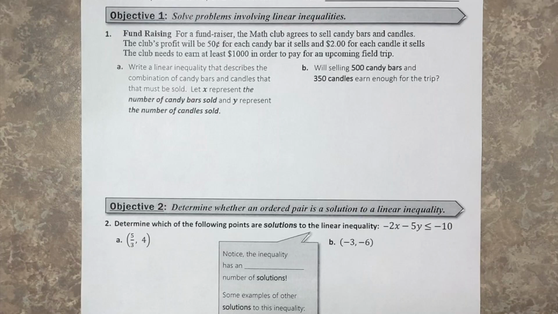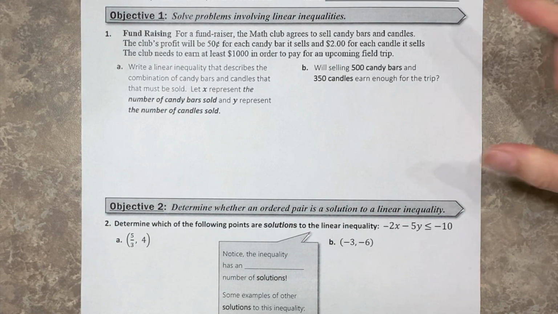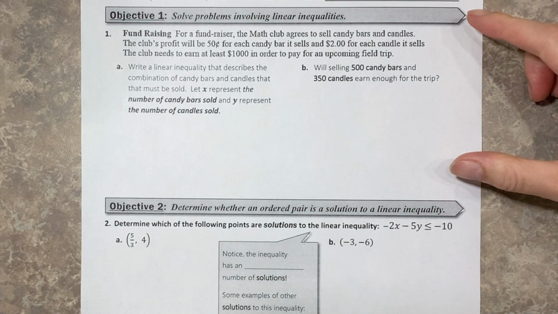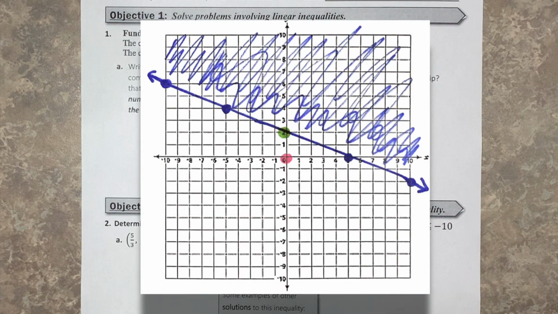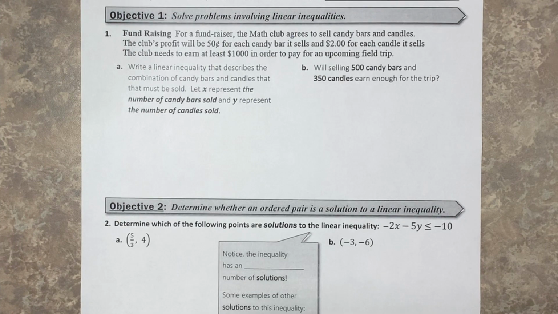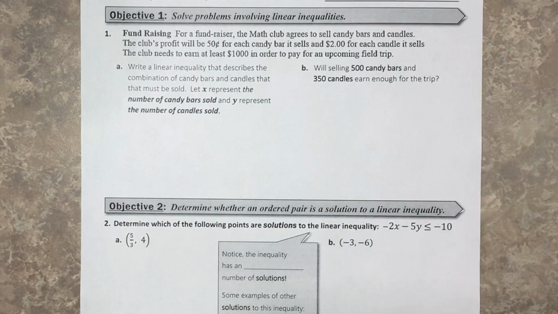In today's lesson, we're going to solve linear inequalities involving two variables. We'll start by looking at a quick word problem, and then we'll graph linear inequalities. So this word problem here says, for a fundraiser, the math club agrees to sell candy bars and candles.